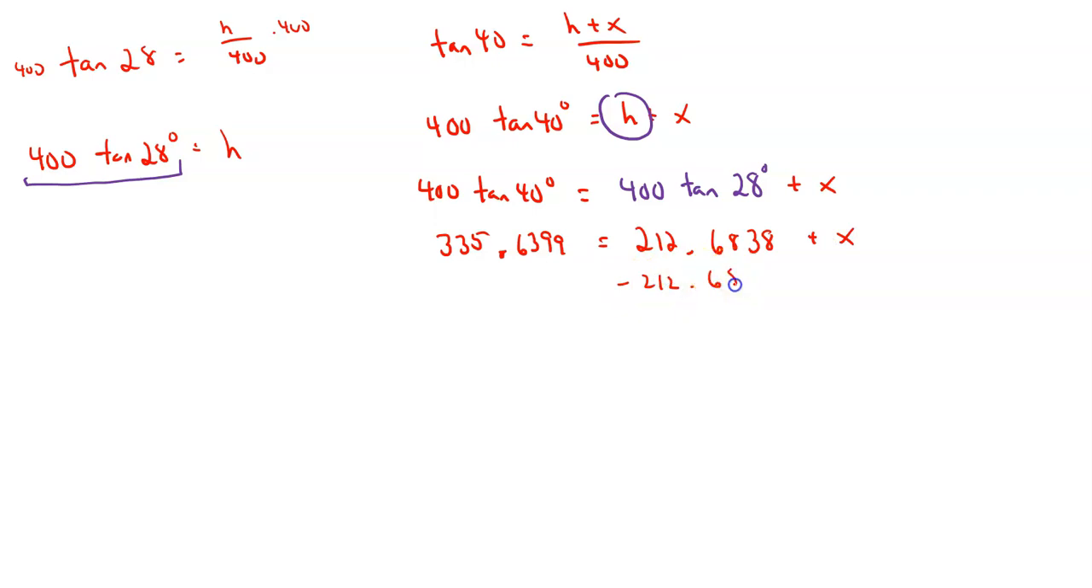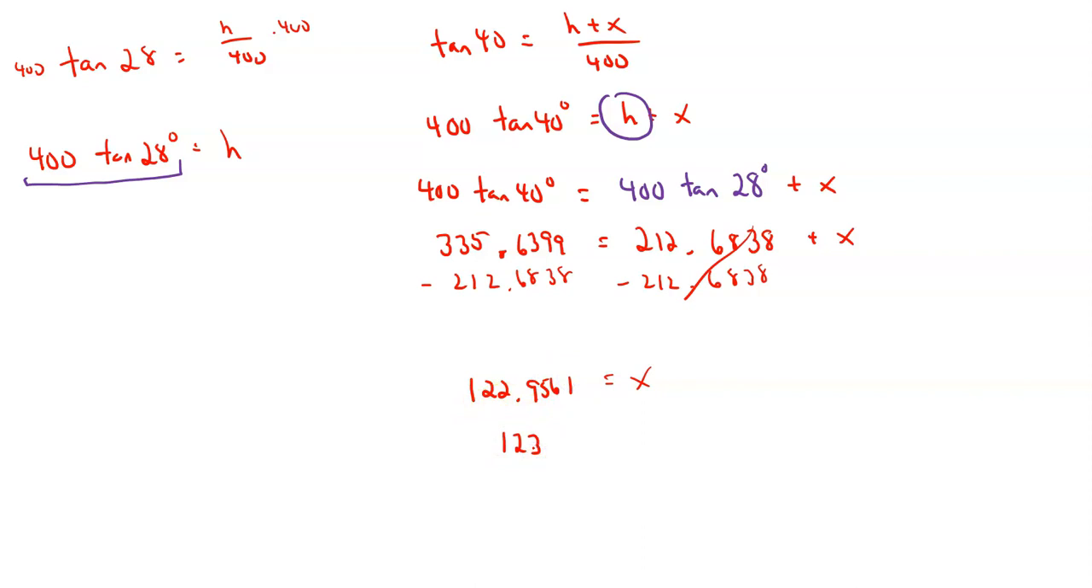And now just subtract this number from both sides, right? Subtract 212.6838. And those go away, and you end up with x. All right, so by my calculations, I get 122.9561, which I'm pretty safe rounding to 123.